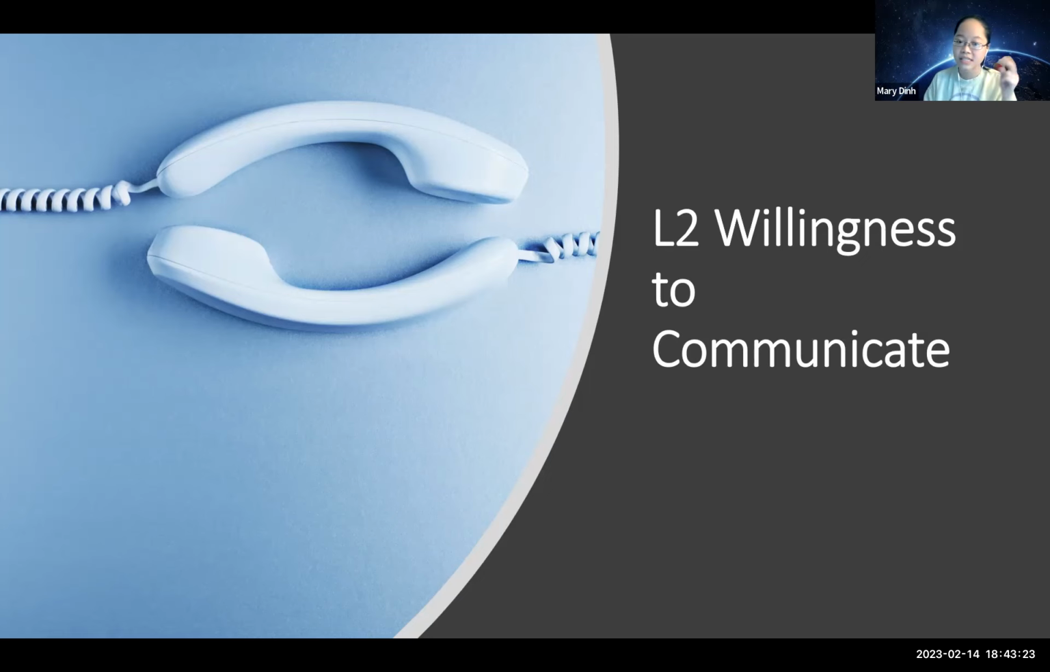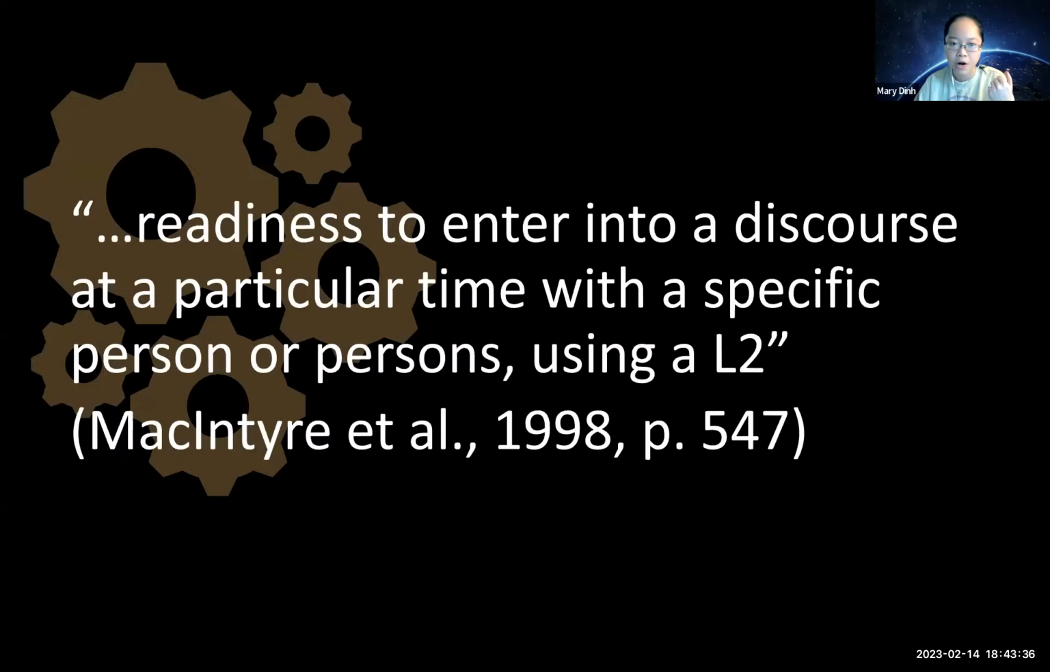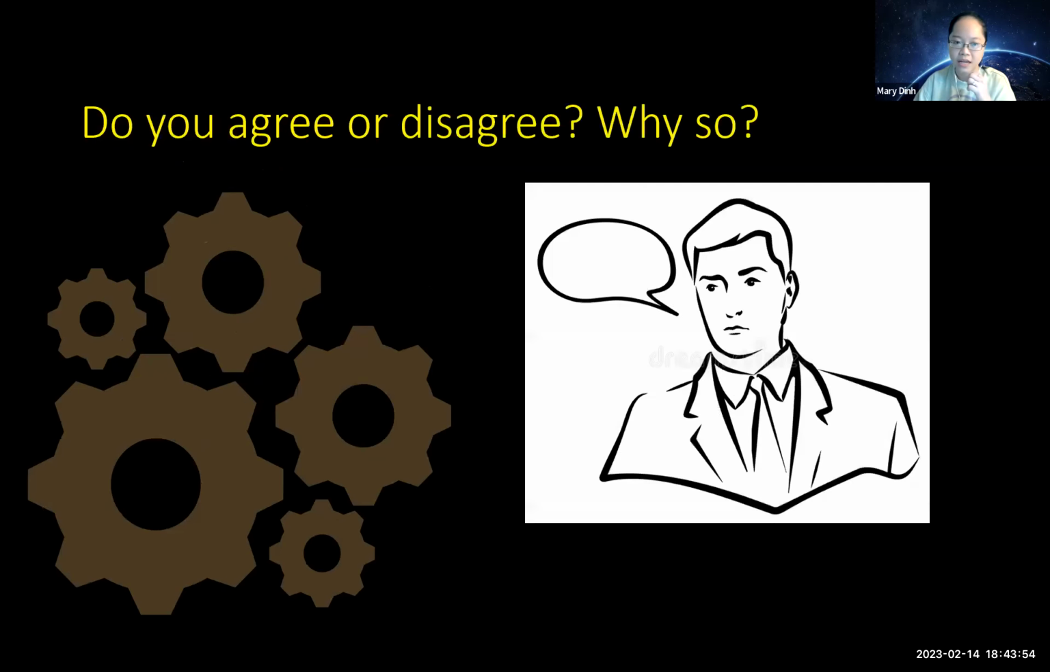Now, when it comes to the second factor of the contextual variables, the second language willingness to communicate, how will it affect second language learning in a study abroad program? Willingness to communicate is defined as your readiness to enter into a discourse at a particular time with a specific person using a second language.